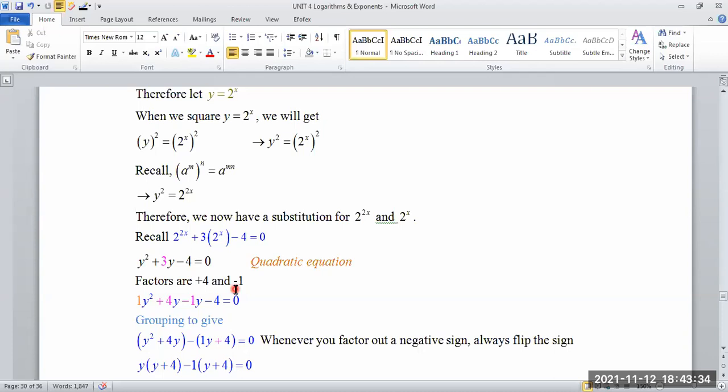Sir, can you repeat that again, please? I need two numbers that, when multiplied together, will give me a negative 4. This one times this is equal to negative 4.